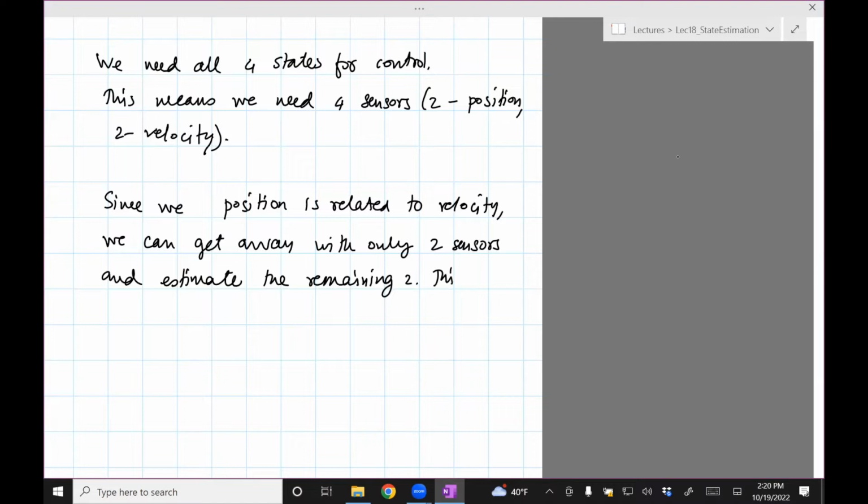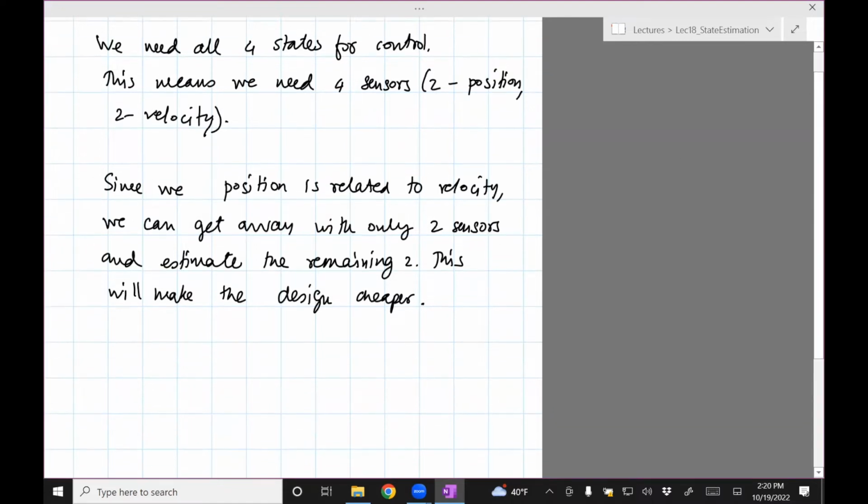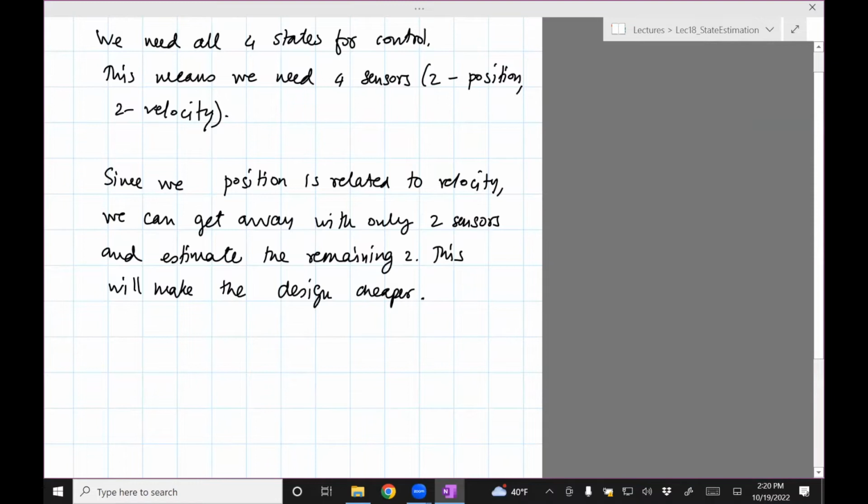Okay, this obviously will make the design cheaper, and being cheap is very important, especially if you want to do mass production, right? You want to keep the design as cheap as possible. Also, if you want to put in more sensors, it means there's more tooling needed in order to figure out the sensor location. So we can estimate position from velocity and vice versa.